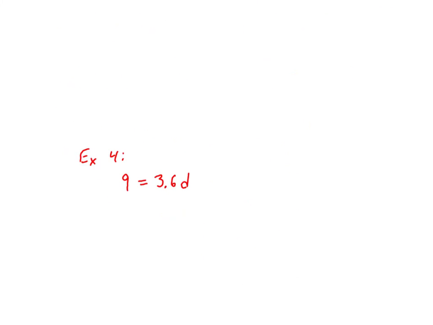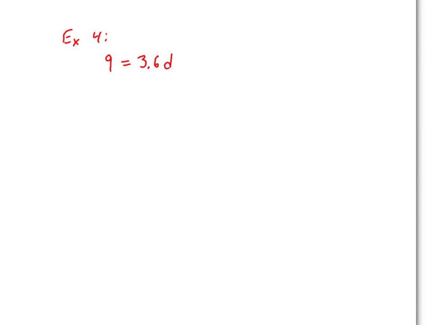Next example, I've got 9 equals 3.6d, and so if I want d by itself, I've got to undo the multiplication by 3.6. I'm going to want you to use a reciprocal there. So let's again first do an estimate.